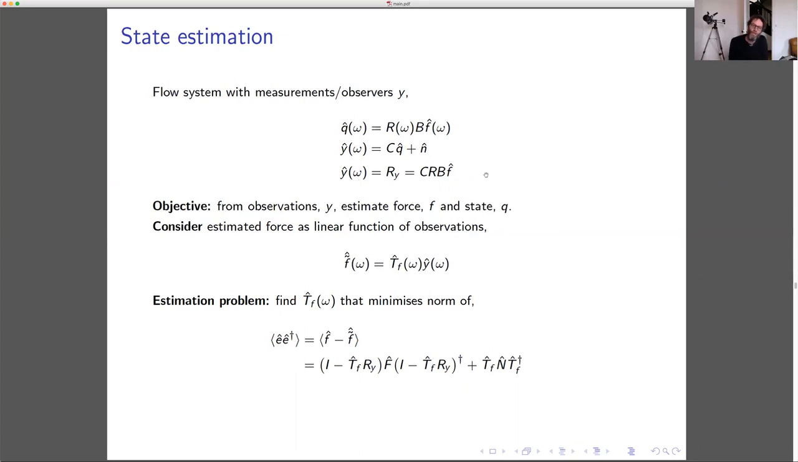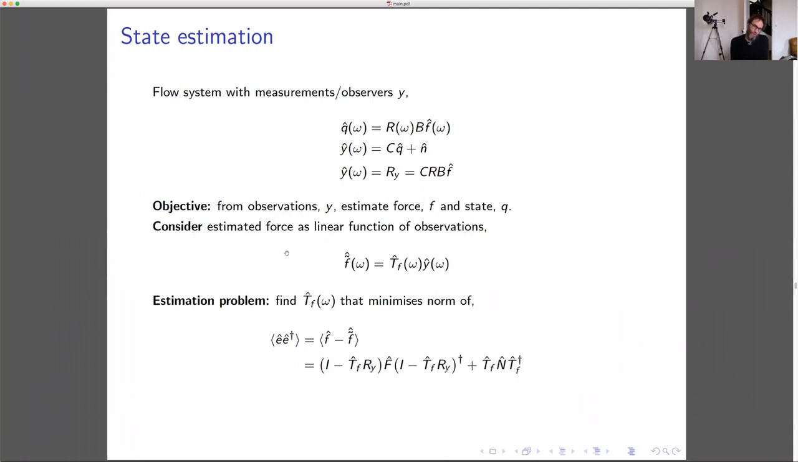And so we can relate these things to the turbulent forcing once again through a resolvent operator which has been modified using these C and B matrices. Here the modified resolvent is being referred to as OR-Y. So the objective in this piece of work is to understand if from these observations, which could be experimental measurements, it is possible to estimate the force and the state.